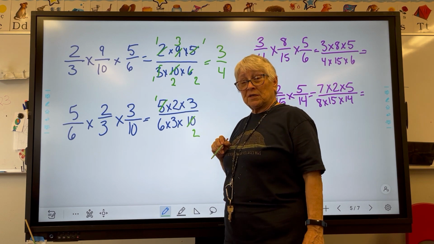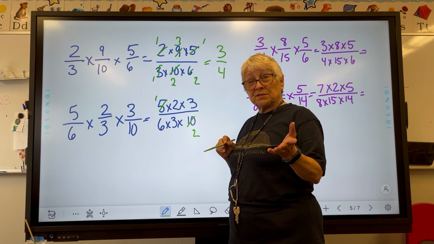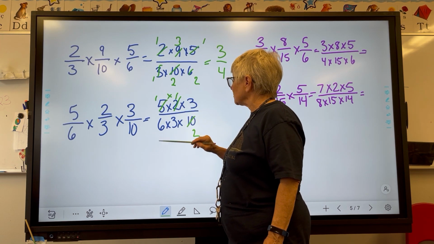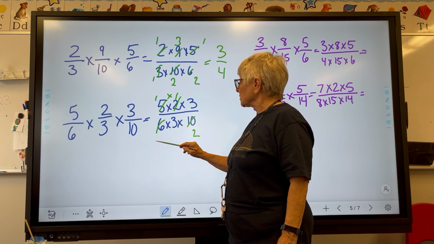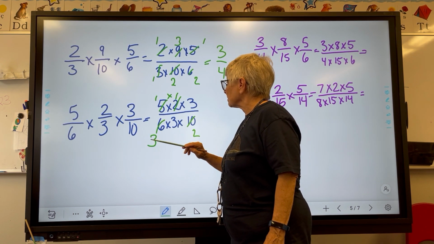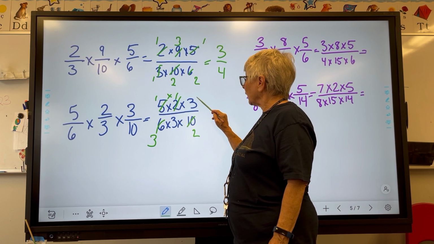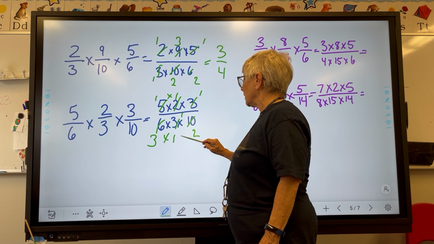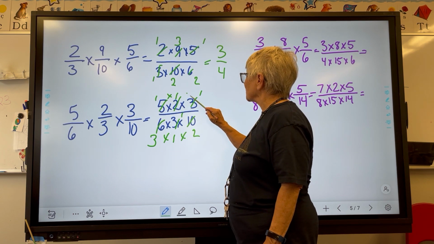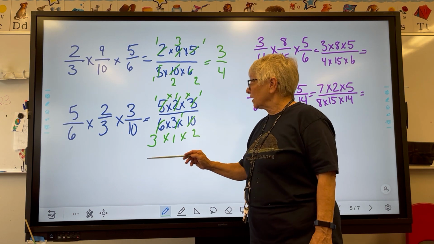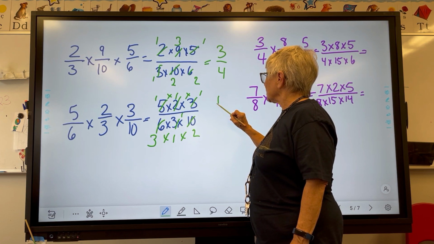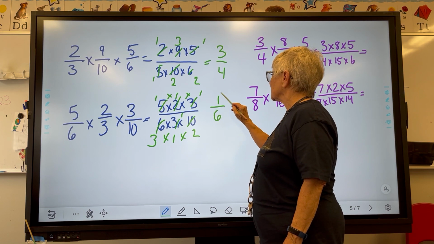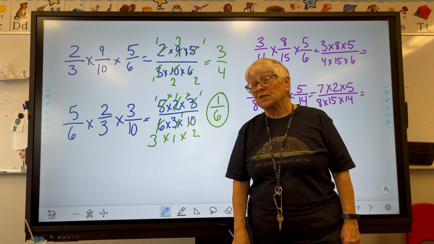Does 2 go into 6? Yes, it does. So 2 goes into 2 one time, so I've got 1 times 1, and it goes into 6 three times. And look, 3 goes into 3 once, and 3 goes into 3 once. So I have 3 times 1 times 2, and 1 times 1 times 1. 1 times 1 times 1 is 1, and 3 times 1 is 3 times 2 is 6. So that reduces to 1/6.